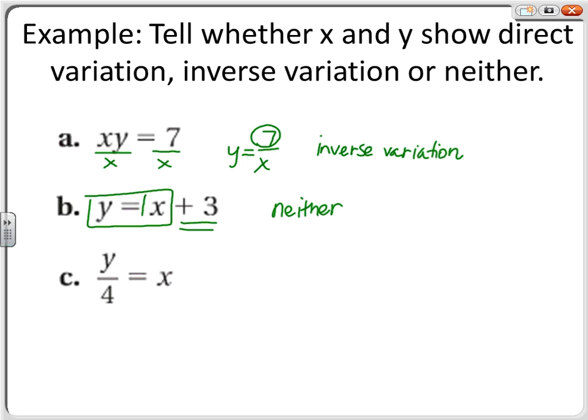Again, in part C, I'm going to solve for y before I do anything. So I'm going to multiply both sides by 4. And now I can see that this is direct variation, where 4 is my constant of variation.